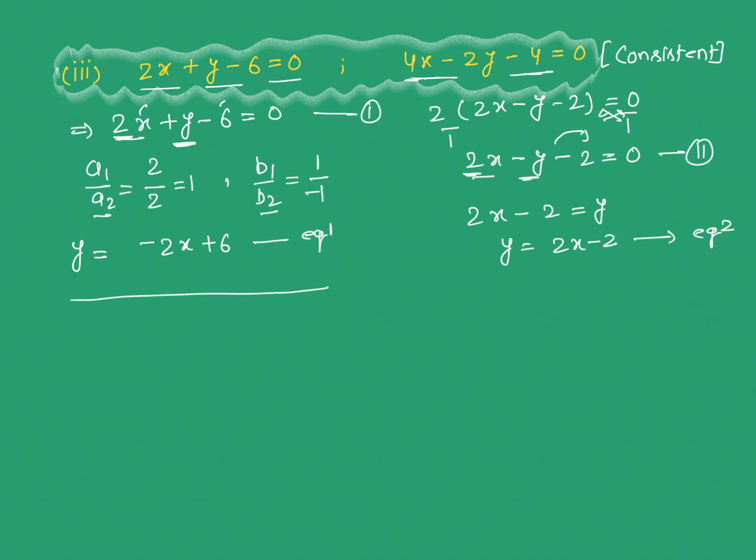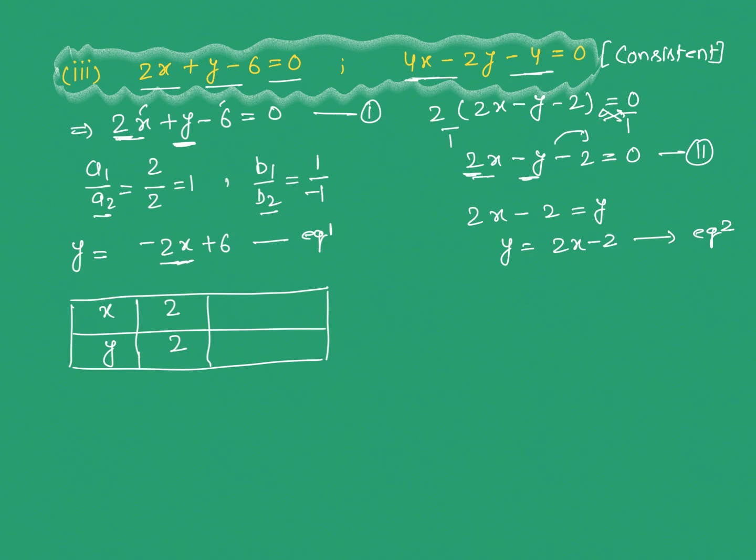So we'll draw a table to find out the values of x and y, because we at least need 2 points, right, to draw a line. So if we put a value, let's say x value 2 here, then y will become minus 2 into 2, which is minus 4, plus 6 is 2.